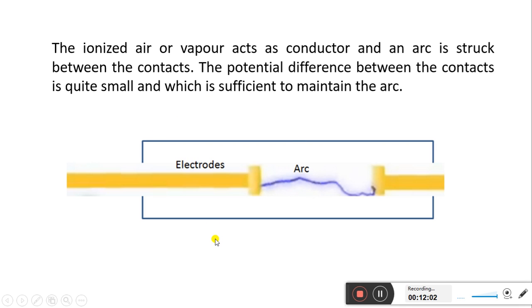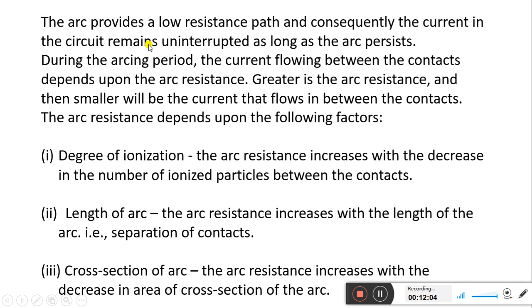That is how we can define it further: the arc provides a low resistance path, and consequently the current in the circuit remains uninterrupted as long as the arc persists. As I have told, until the arc persists, and since it has a low resistance path, the current flowing across the circuit breaker contacts will not be interrupted.